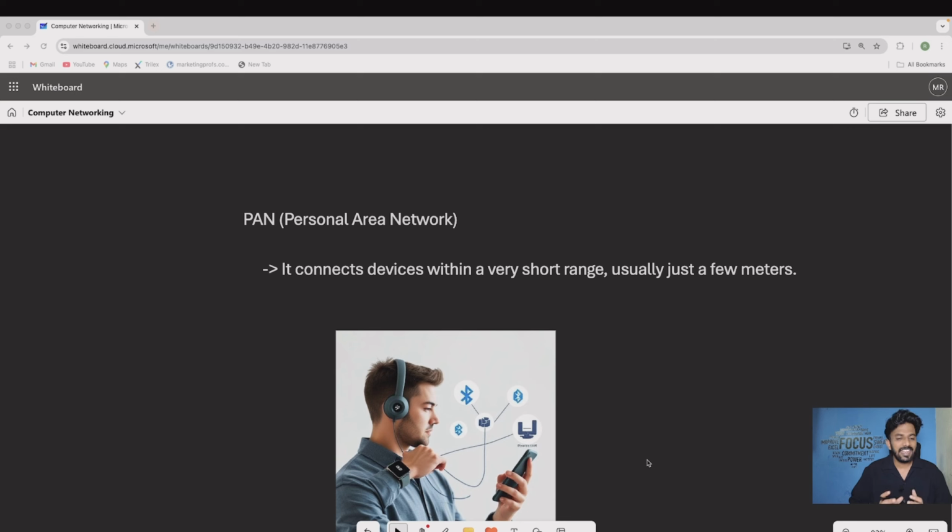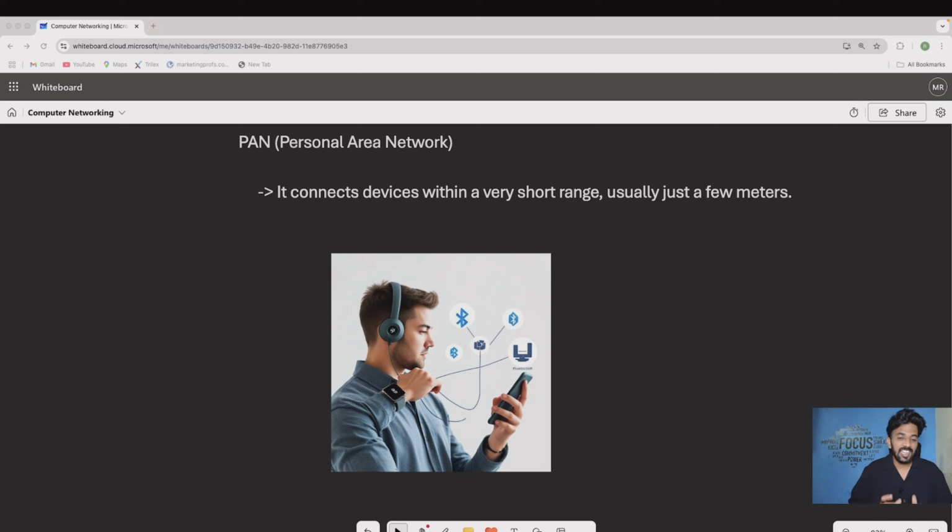Okay, let's take an example and try to understand. If you look at that image, a person is wearing a smartwatch. It's connected to his mobile via Bluetooth. He is also using wireless headphones, which are also connected to his phone. So this small network of devices connected around one person is a personal area network. It's like a private circuit where your smartwatch, phone and headphones talk only to each other. Okay, that's all about personal area networks.